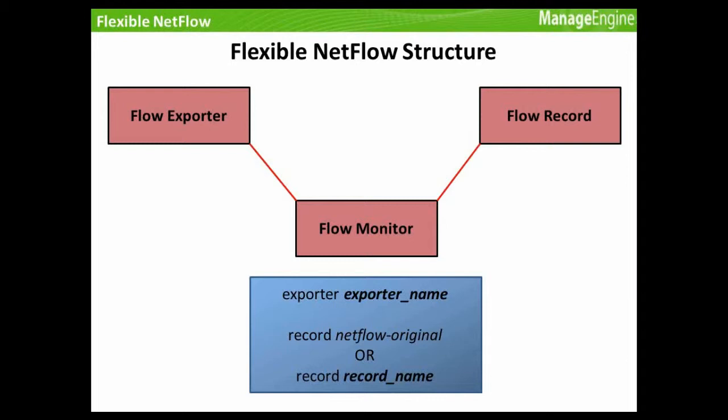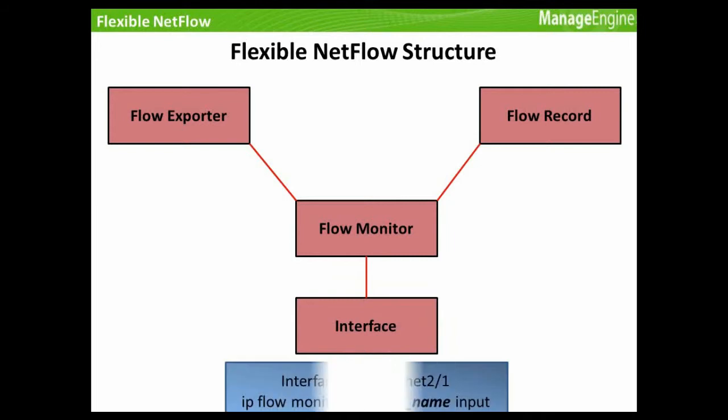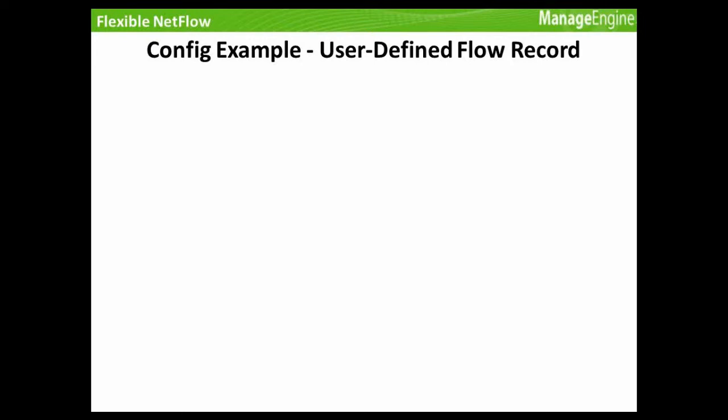If you use the predefined record, you don't actually have to create one. You can come straight from the flow exporter into the flow monitor and type in the record netflow original. Or if you created a record for your own monitoring purpose, you just type in that name. Then you need to associate that flow monitor to an interface, using the command ip flow monitor, the monitor name, and input, which defines that ingress traffic has to be monitored, or output, which defines that egress traffic has to be monitored. Once that is done, your flow configuration is complete.